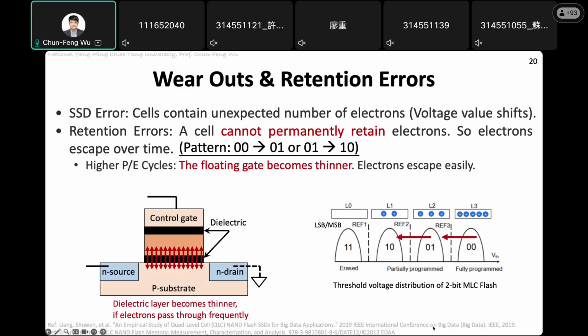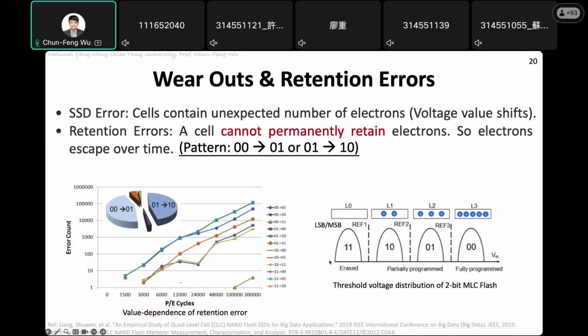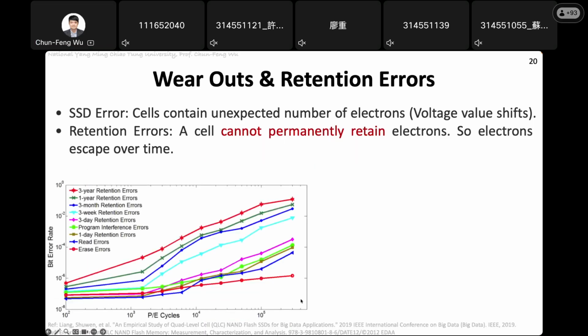Okay, so higher PE cycles. If we come back to this again, no matter whether it is 3-day retention, 3-week, 3-month, 1 year or 3 year retention, it depends on the PE cycles a lot. Because if you have high PE cycles, no matter what you are using, retention or read or write or erase, the error rate increases.